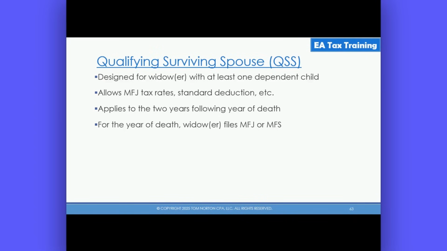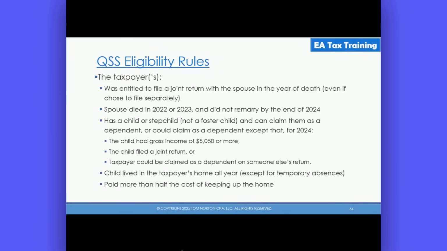For the year of death, as we said, they will file either married filing jointly or married filing separately. So here are the eligibility rules. First, they had to have been entitled to file a joint return with their spouse in the year of death, even if they didn't actually file jointly. So they may have filed separately, that's fine. As long as they were entitled to file a joint return, then they can qualify as a qualifying surviving spouse if they meet the other criteria.